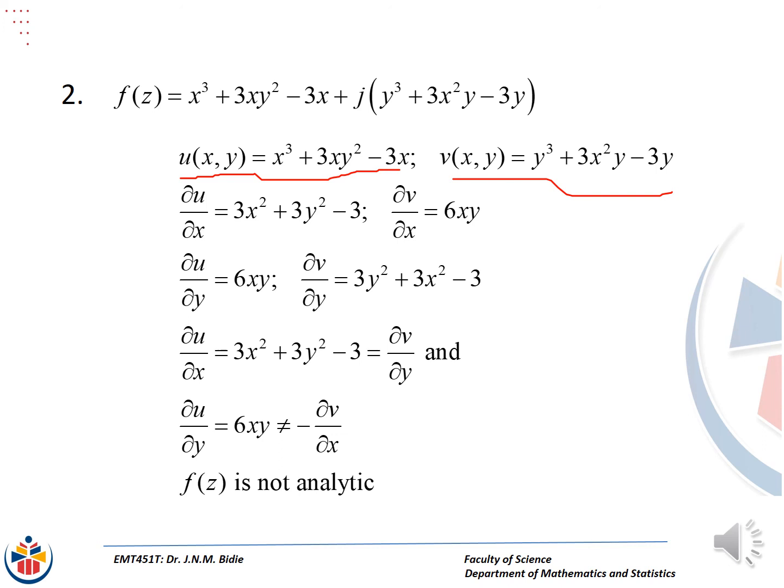Now we go and check the Cauchy-Riemann equations. Firstly, du over dx must be equal to dv over dy. So those two are equal. Okay, the first equality holds. Then we go to the second one, du over dy must be equal to the negative of dv over dx, and in our case they are just equal. So therefore, again, the function is not analytic.